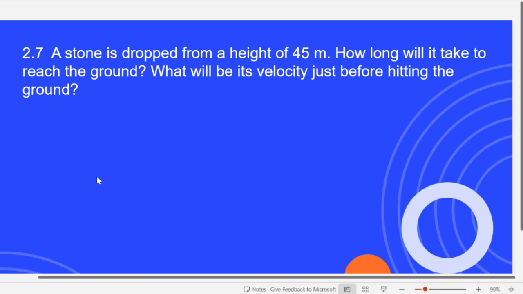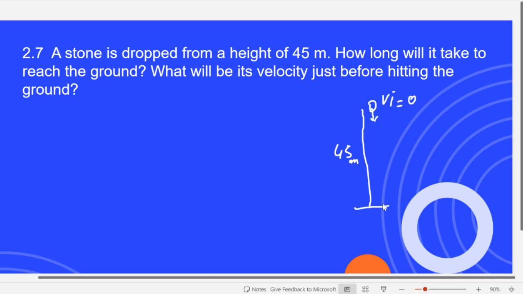So this is the height of 45 meters from which a stone is dropped. This is the stone which was dropped. Since it was initially at rest, its initial velocity will be 0. And when we let it go, it goes downward due to the pull of the earth and hits the ground.